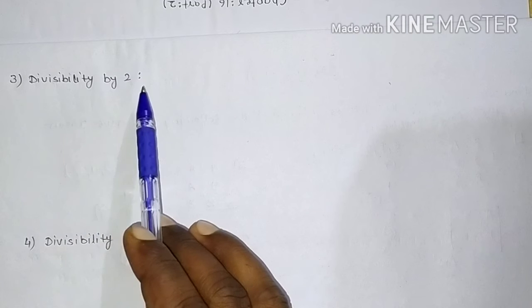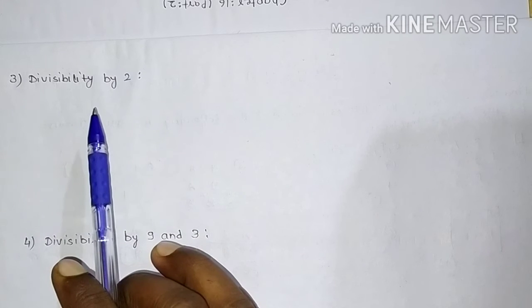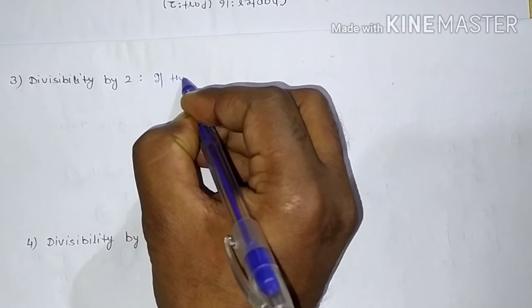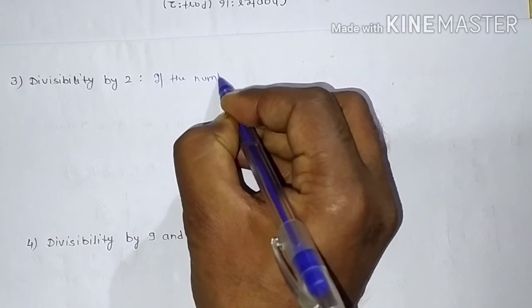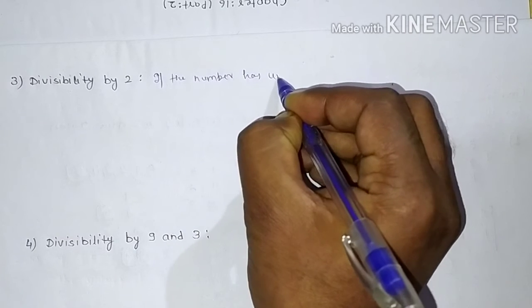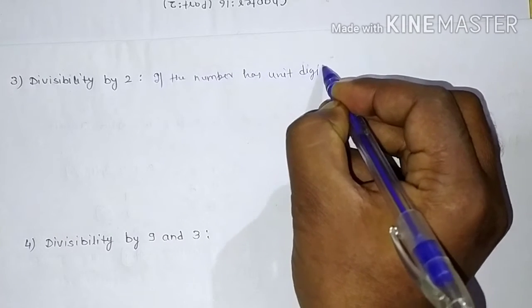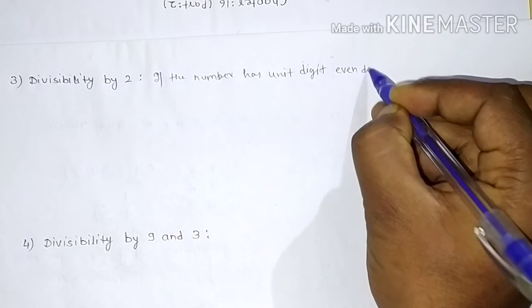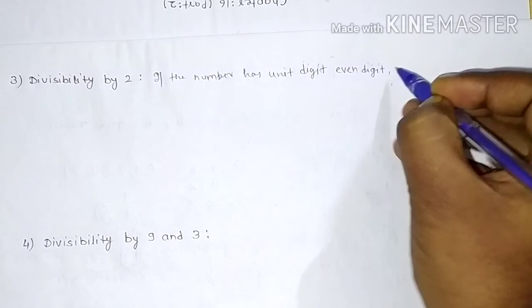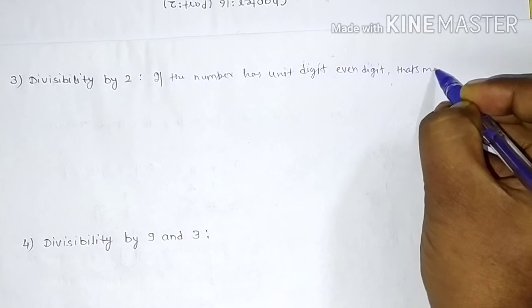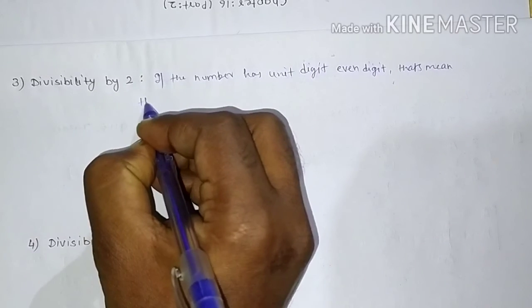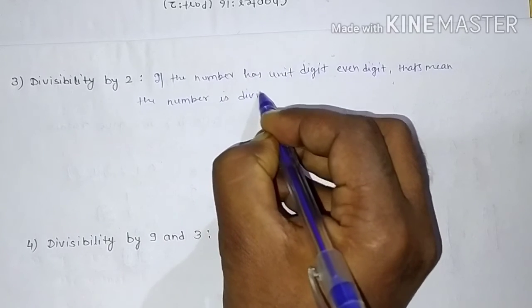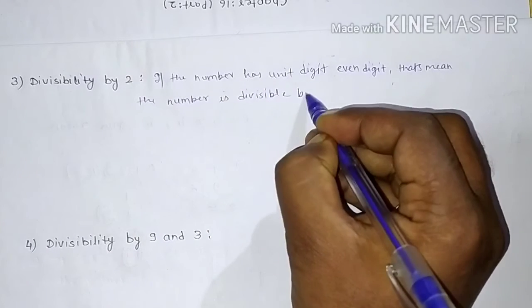Now next, third, divisibility by 2. In this, if the number has an even unit digit, that means the number is divisible by 2.